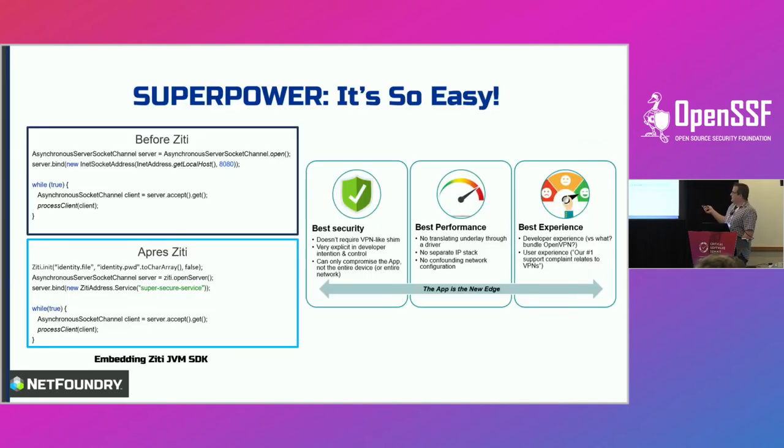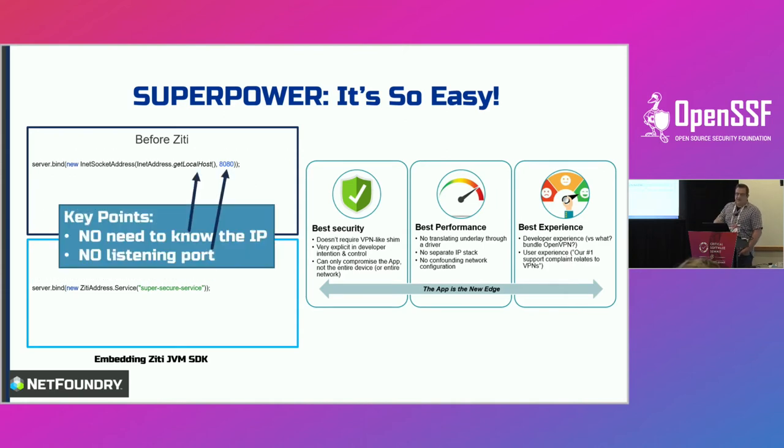It's really easy too, obviously, right? So before Ziti, I don't know if it's big enough. I tried to make it big enough for those in the back. I knew I was in the too-deep room. So before Ziti, this is a Java version. On the top, you have the idea of understanding the local host, which is the IP address that you're going to be listening on. Could be 0.0.0.0. That's what every lazy developer does, right? Am I right? Yeah, that's fine.